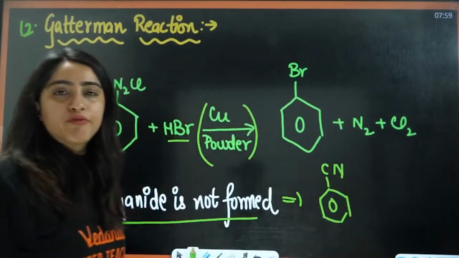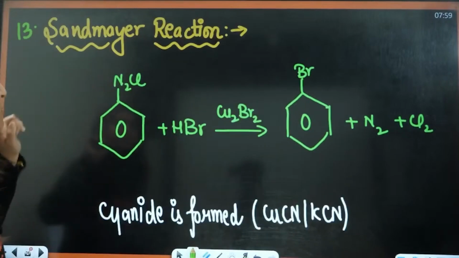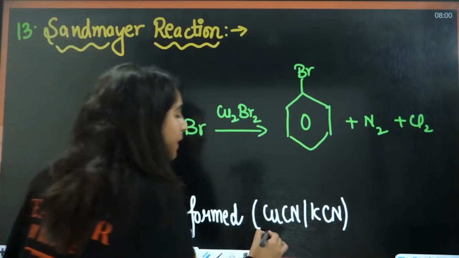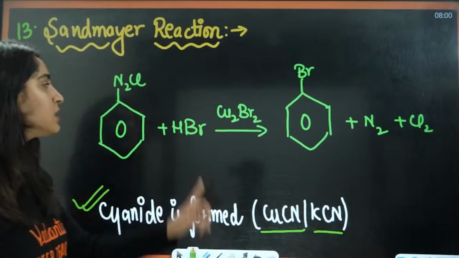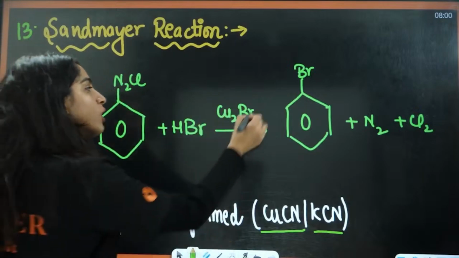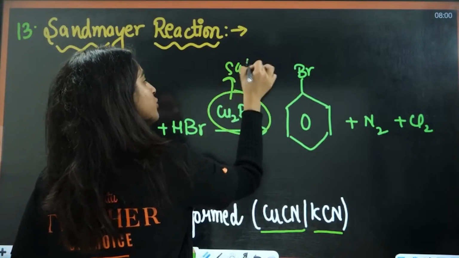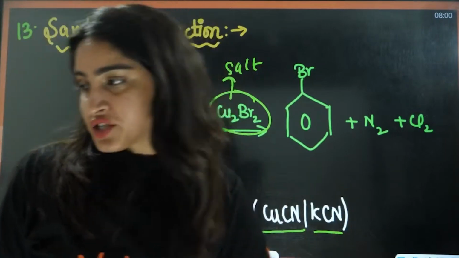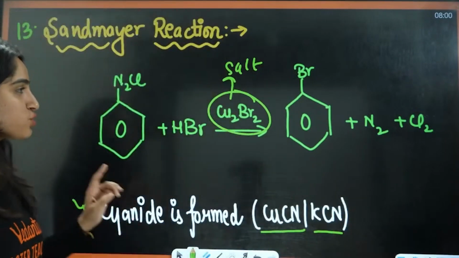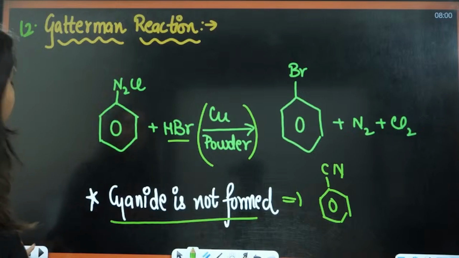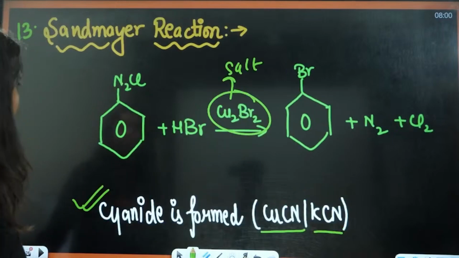Okay. This thing will be formed in case of Sandmeyer's reaction. In case of Sandmeyer's reaction, you will be able to form cyanide here by using CuCN and KCN. Right. In Sandmeyer reaction, you use cuprous salt and the same thing will be formed as in case of Gattermann reaction. Yes, bacha, understood this? Yes, beta, understood this.